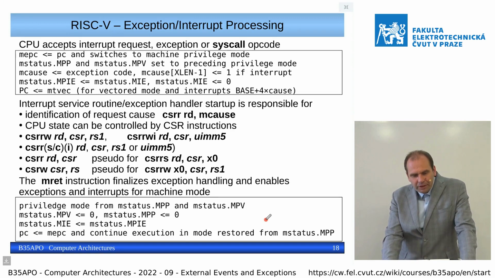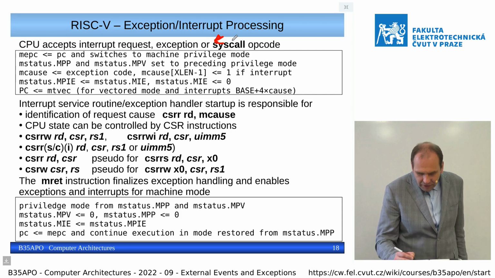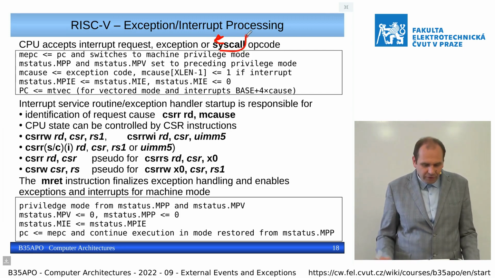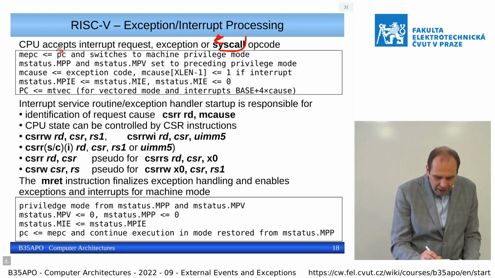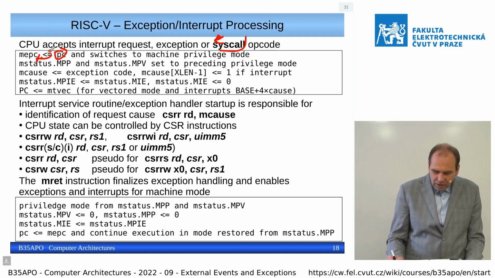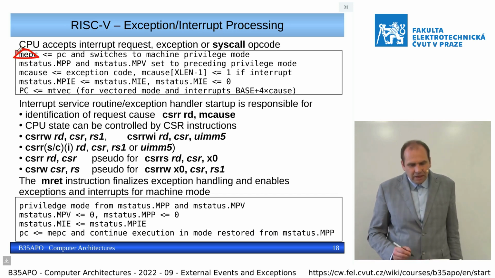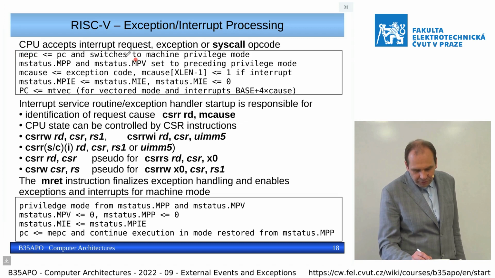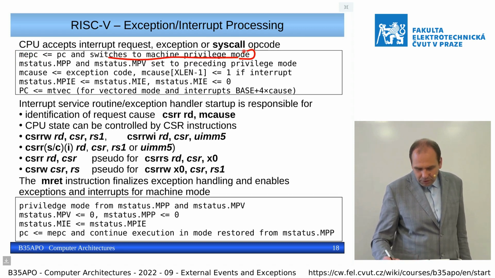So what happens, for example, okay, and it should be not syscall but ecall on the RISC-V. So what happens when ecall is received, or when the interrupt or exception starts to be processed? The program counter, which points to the instruction, is copied to the machine exception PC. And the processor switches from a given privilege mode to a machine privilege mode.